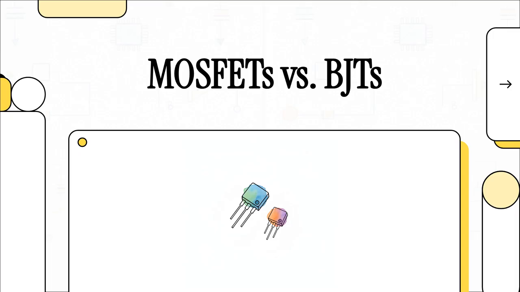to global communication networks. We're talking about transistors, but specifically, we're putting the two absolute heavyweights of the electronics engineering world head-to-head. Bipolar Junction Transistors, or BJTs, and metal oxide semiconductor field effect transistors, better known as MOSFETs. Both act as switches, both can amplify signals, but as you'll see, they behave very differently.